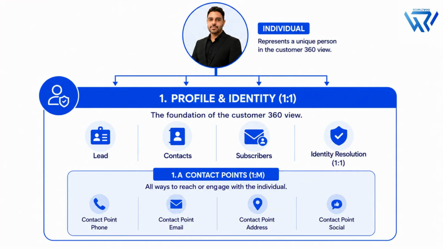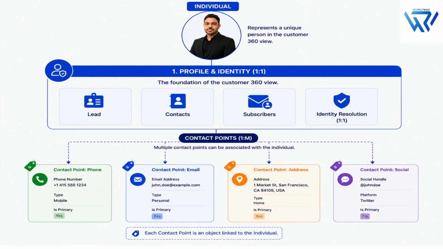Within the Customer 360 model within Salesforce Data 360, we have Individual, which represents a particular entity, a particular profile, and this individual is tied to other objects which are known as contact point data model objects. These objects, like Contact Point Phone, Contact Point Email, Contact Point Address, and Contact Point Social, help connect contact points of the individual.